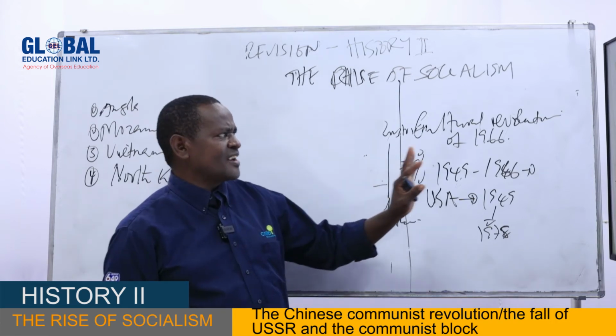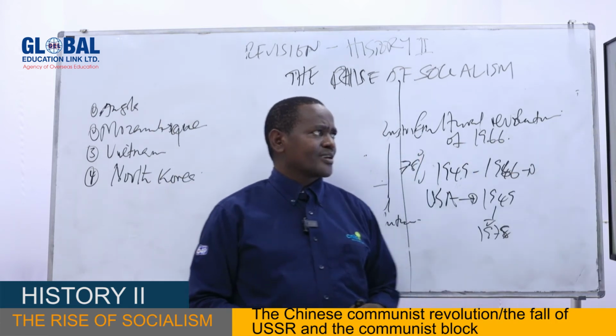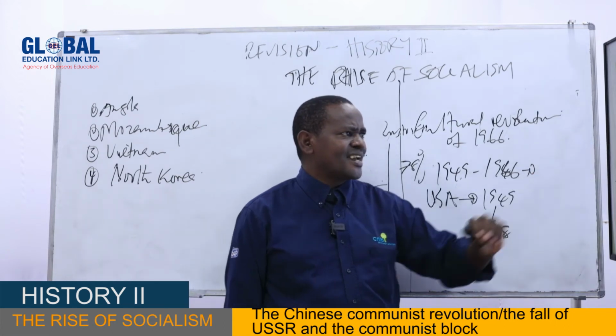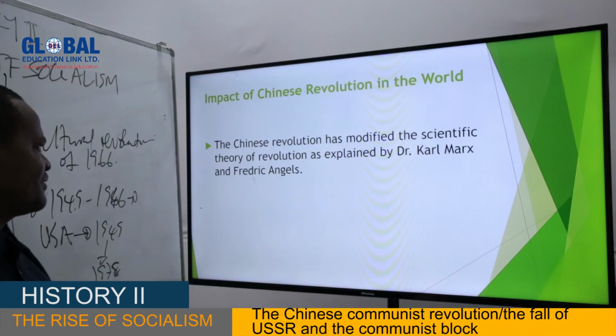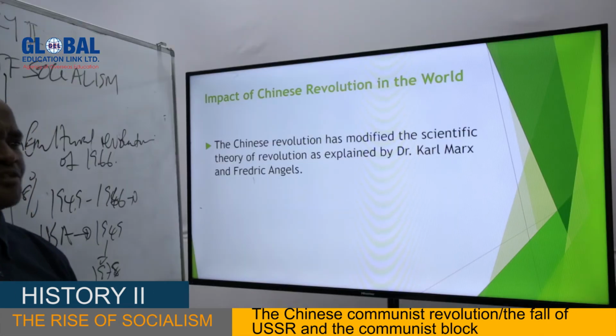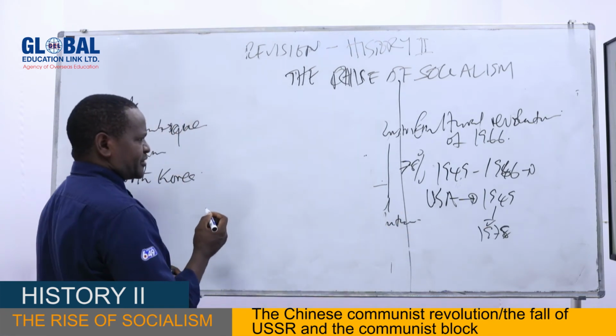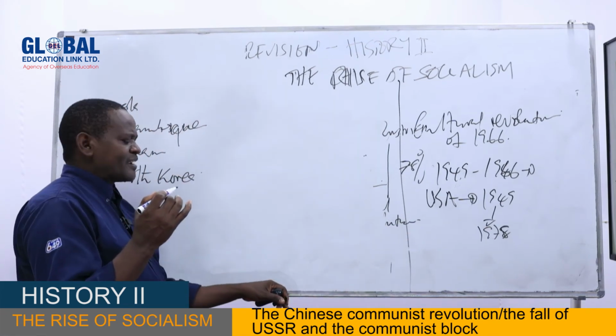And also another impact of the Chinese Revolution in the world is that the Chinese Revolution has modified the scientific theory of revolution as explained by Dr. Karl Marx. They brought a modification of the theory. Why do we say that they modified that theory?